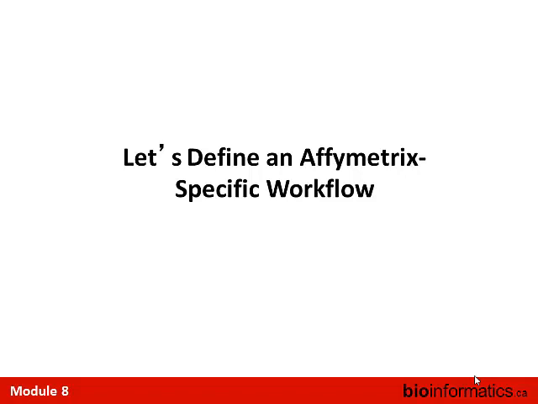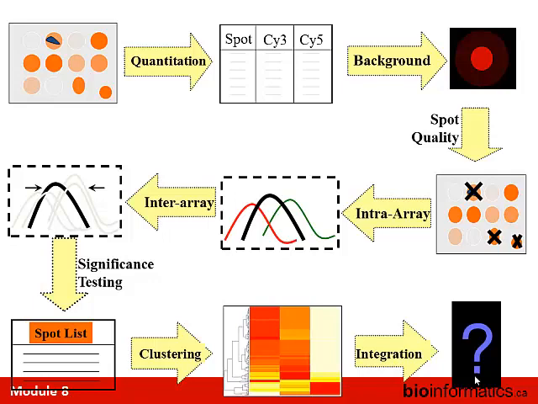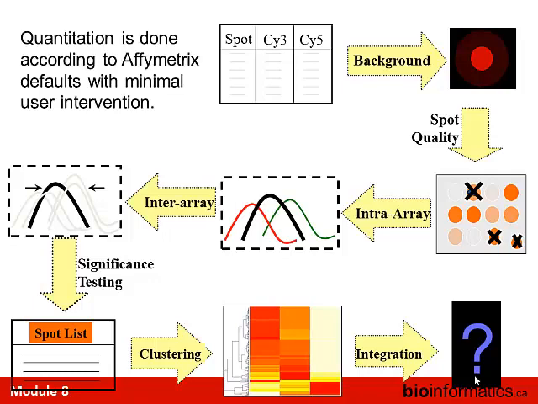What I want to talk about is giving you an example of how the general pipeline gets modified for a specific platform. This is the general pipeline, and it's got all the steps that we spent lots of time talking about. Essentially, every Affymetrix experiment is quantified in the same way. You can tweak it a little when we see misquants, but by default, they all happen exactly the same way.